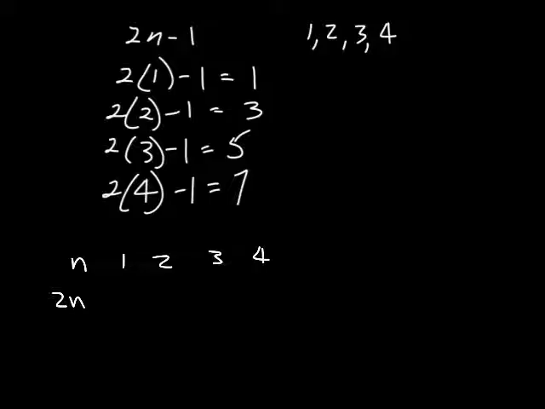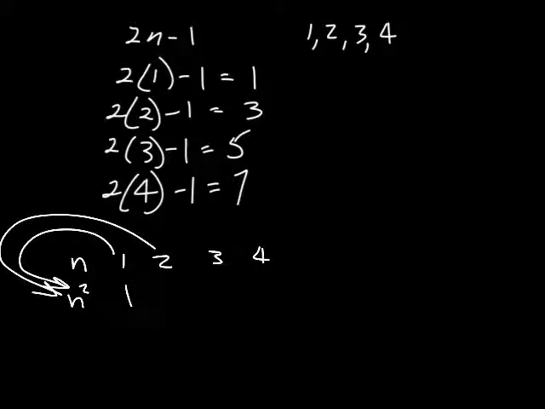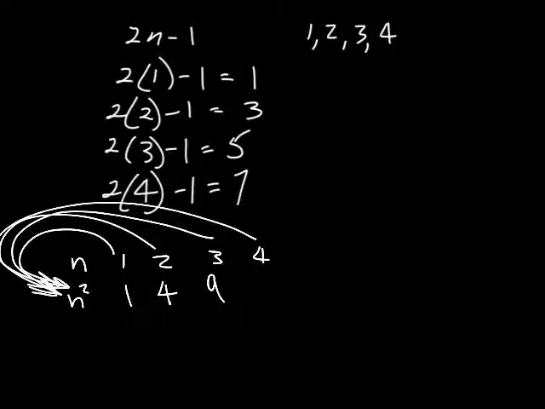So if we put a 1 in for n, we're going to get 2 times 1. If we put a 2 in for n, we're going to get 2 times 2. 3 in for n, we're going to get 3 times 2. 4 in for n, we're going to get 4 times 2. So we get 8. In the next one, instead of doing the n, they are giving us an n squared. So when we put 1 in for n, we get 1. When we put 2 in there, 2 times 2 is 4. 3 in, we get 9. And 4 in, we get 16.